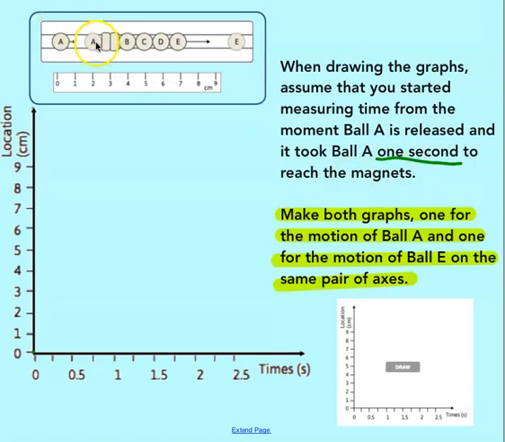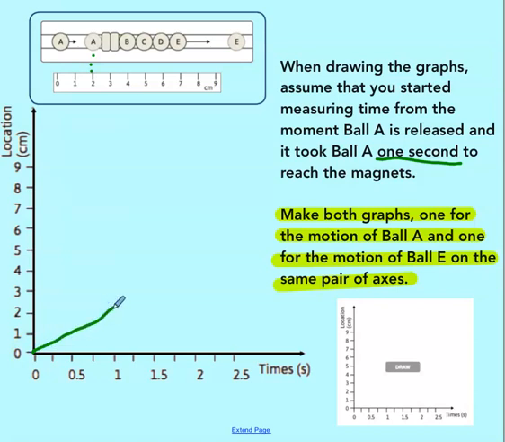So here you see ball A after 1 second. Where is it located? It's located at the 2. So it took 1 second to go from here. So if I go to the 1 second, I've got to go up to the 2. So it took 1 second to make it all the way to the 2.